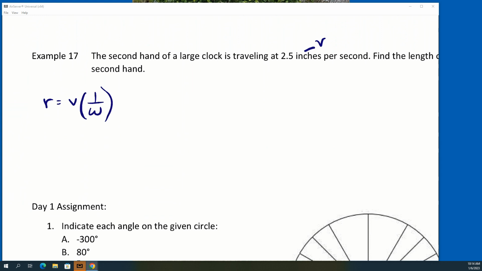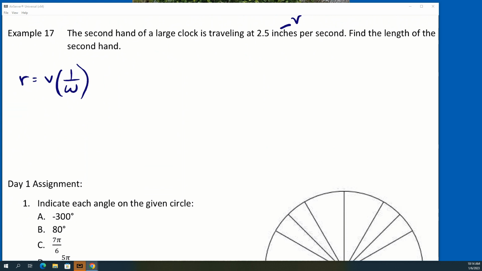Do we have an omega for the second hand? Do we know how clocks work? Some of us do. How fast does a second hand go around, an angular velocity? So 1 revolution in 60 seconds? Or we could say 360 degrees in 60 seconds. What else could we say that would be the best for this problem? 2 pi in 60 seconds. All of those would work.